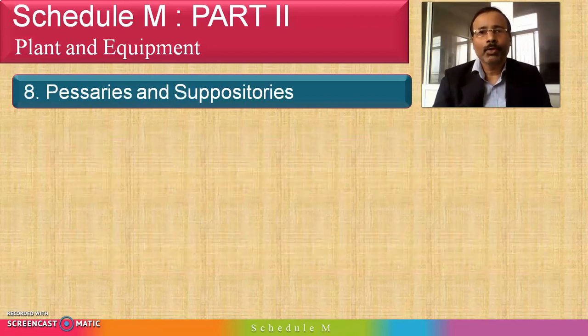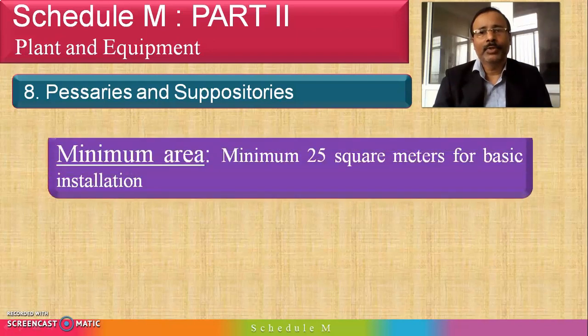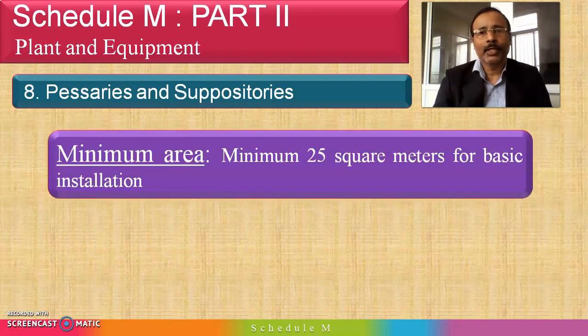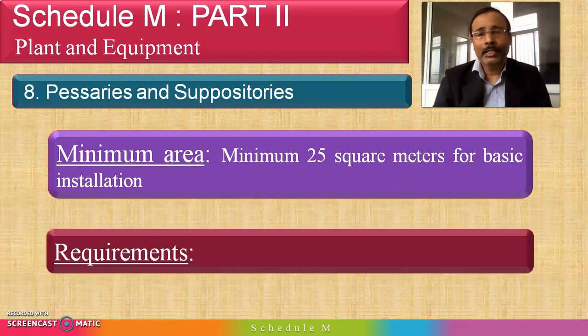Now let's concentrate on category number 8, that is pastilles and suppositories. Right. So check out the minimum area which is required for pastilles and suppositories, that is 25 square meter for basic installation. Now check out the minimum equipment which is necessary for pastilles and suppositories manufacturing. It includes mixing, pouring and molding equipment, specifically molds, suppository molds, pastille molds.